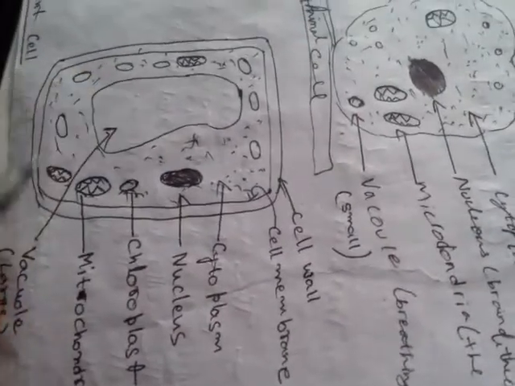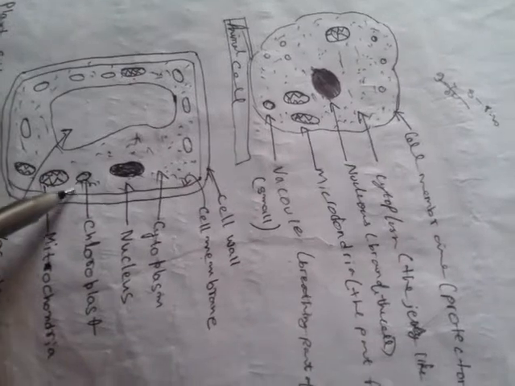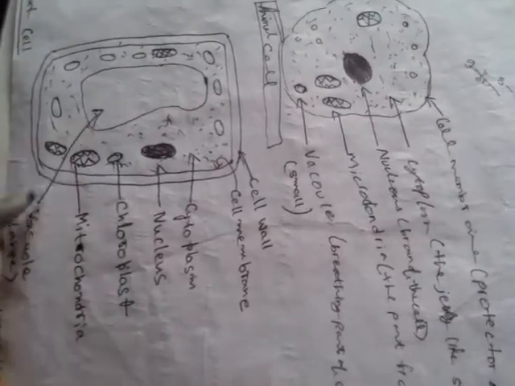And second diagram is plant cell. This is cell wall, cell membrane, cytoplasm, jelly-like material, nucleus, chloroplast, mitochondria, vacuole. Large vacuole in plant cell.